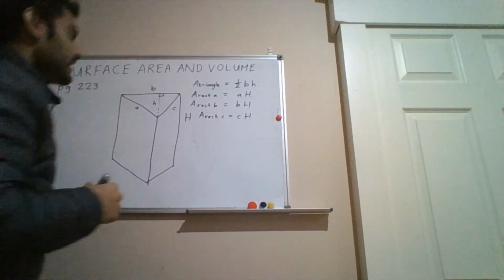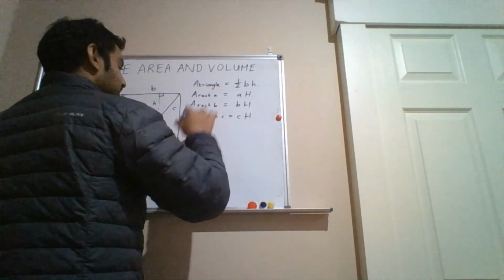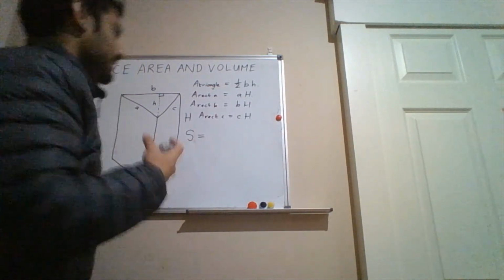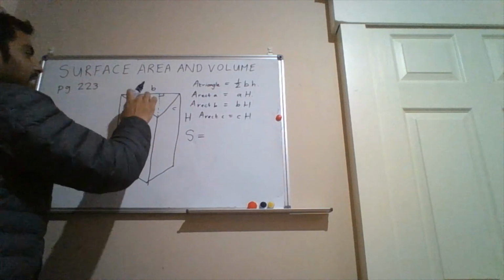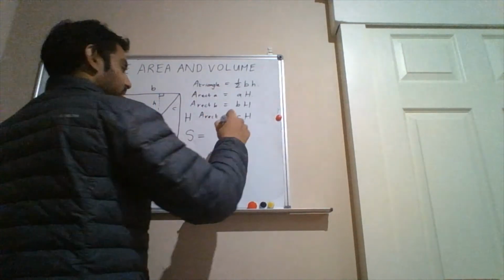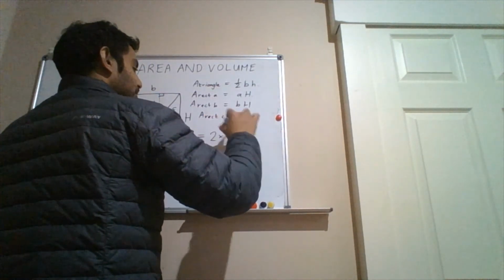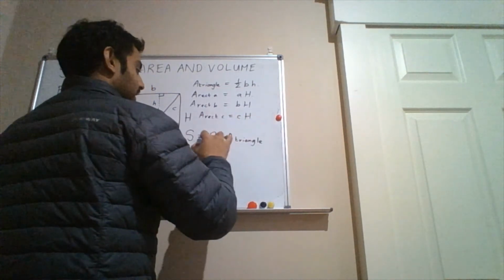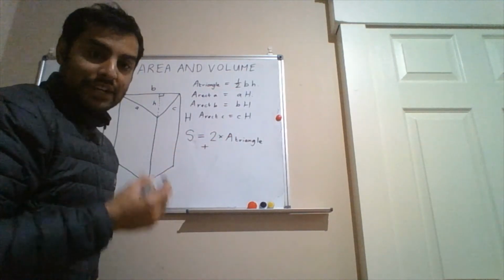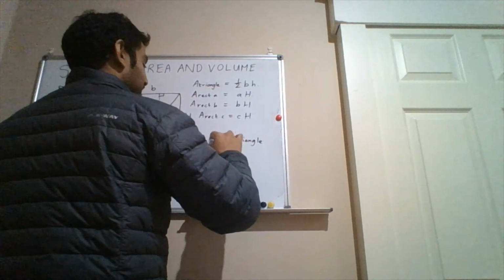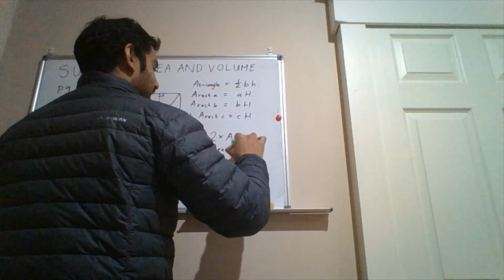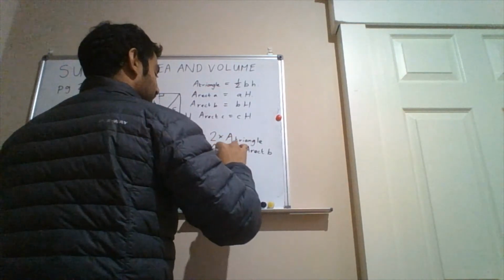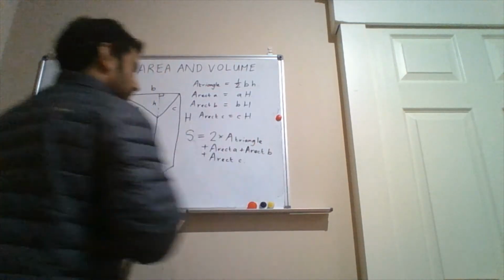So the surface area is given by capital S, and that's going to be the sum of the areas of each of the faces. Don't forget, there are 2 triangles, one at the top and one at the bottom. So we're going to say 2 times the area of the triangle. Then we're going to add each of the 3 rectangular faces: area of rectangle A plus area of rectangle B plus area of rectangle C.